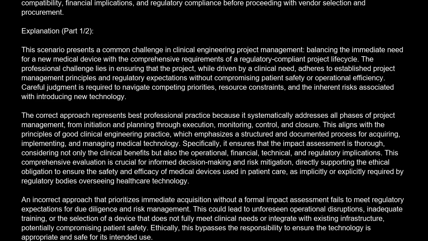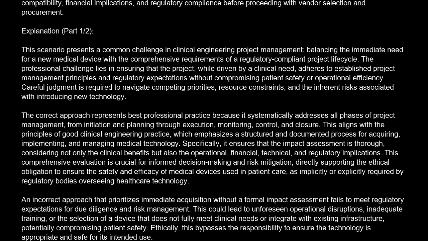The correct approach represents best professional practice because it systematically addresses all phases of project management, from initiation and planning through execution, monitoring, control, and closure. This aligns with the principles of good clinical engineering practice, which emphasizes a structured and documented process for acquiring, implementing, and managing medical technology. Specifically, it ensures that the impact assessment is thorough, considering not only the clinical benefits, but also the operational, financial, technical, and regulatory implications.